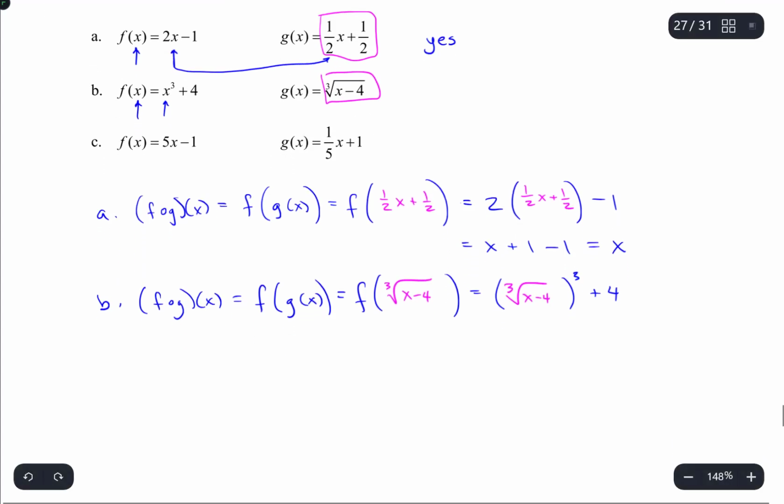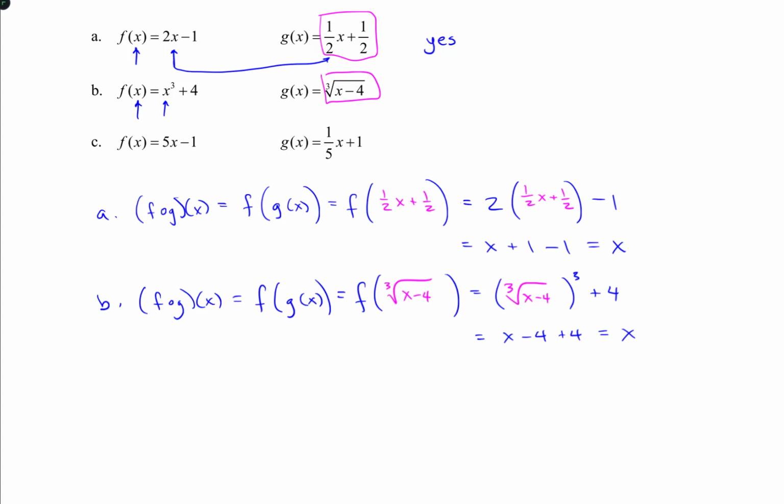And what happens in this next step is when you cube a cube root, it cancels. So you have x minus 4 and then plus 4. These cancel away and you're left with x. So the functions in B are inverses as well.